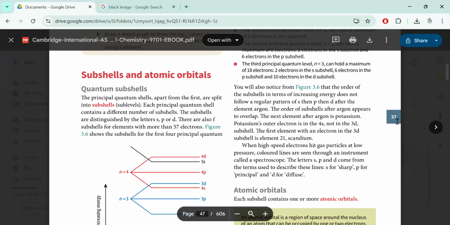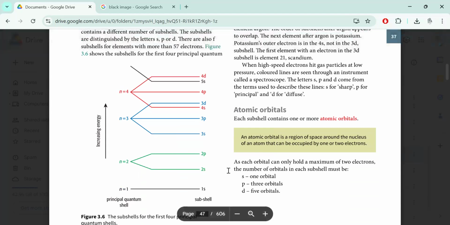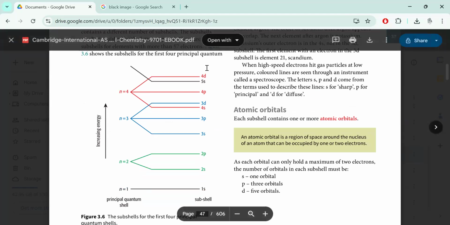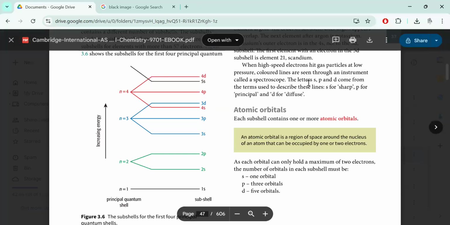When high-speed electrons hit gas particles at low pressure, colored lines are seen through an instrument called a spectroscope. The letters S, P, and D came from terms used to describe these lines: S for sharp, P for principal, and D for diffuse. So as you can see right here, this is the order: 1s, 2s, 2p, 3s, 3p. Instead of 3d, we have 4s first, and then we have 3d, 4p, and then 5s, then 4d. So basically, after 3p it will overlap.